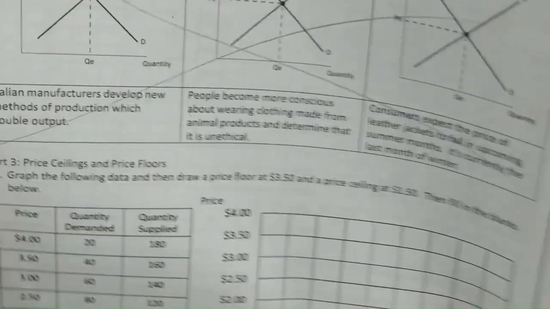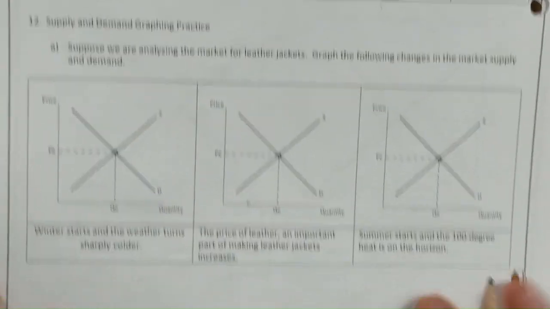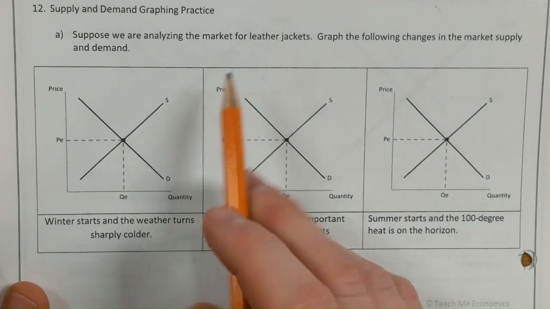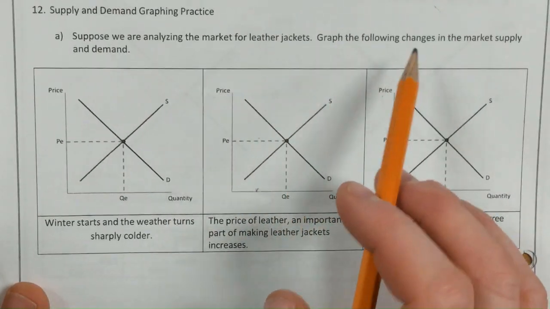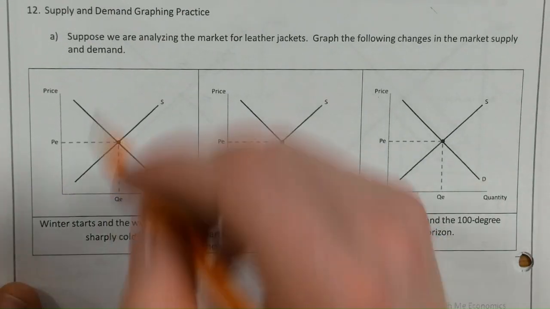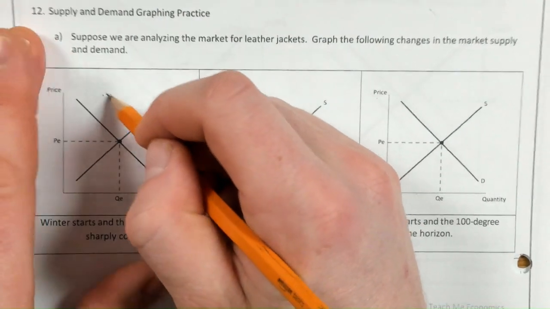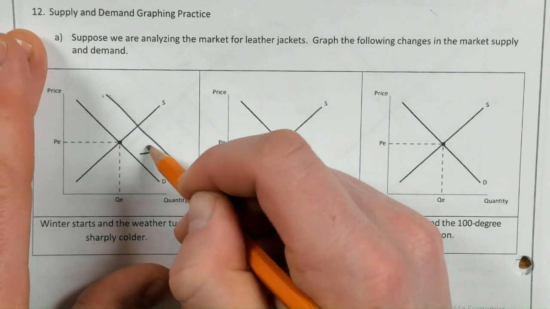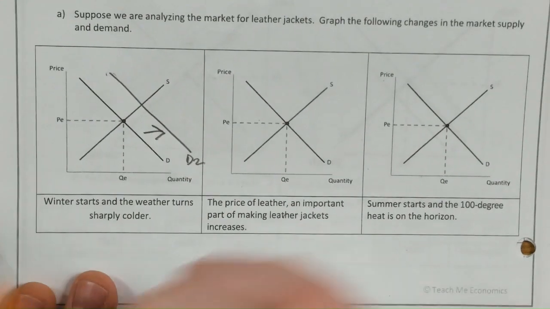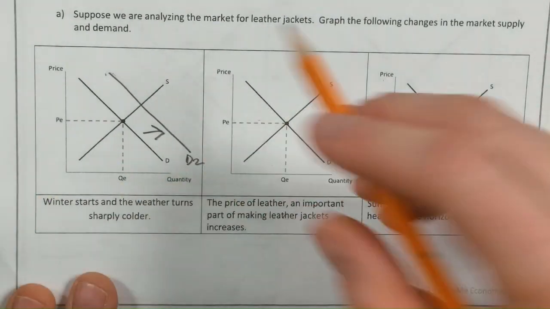We have number 12 to look at. So let's work through number 12. Suppose we are analyzing the market for leather jackets. Graph the following changes in the market supply and demand. All right, winter starts and the weather turns sharply colder. Okay, colder weather, people want to start buying jackets. Demand is going to increase. Ooh, this one is nice. We don't have to do any more analysis, just have to show what happens with the graph.